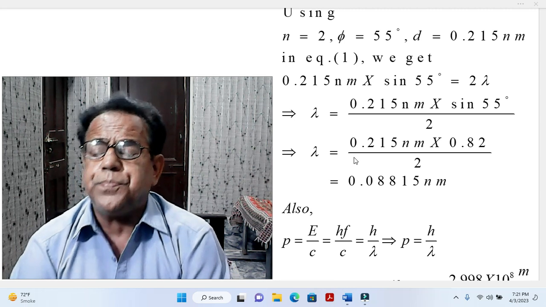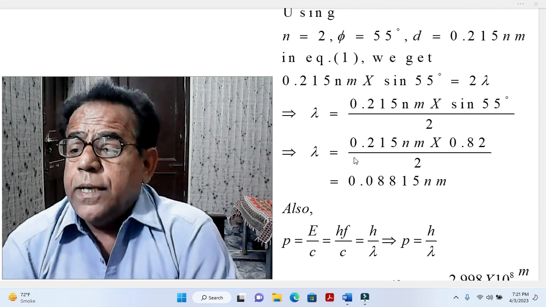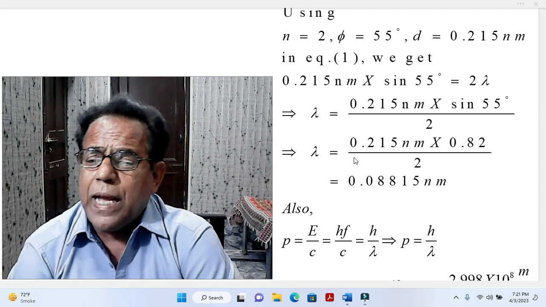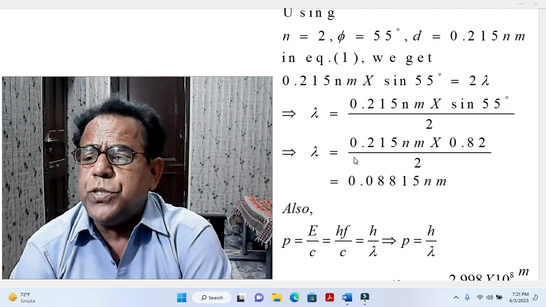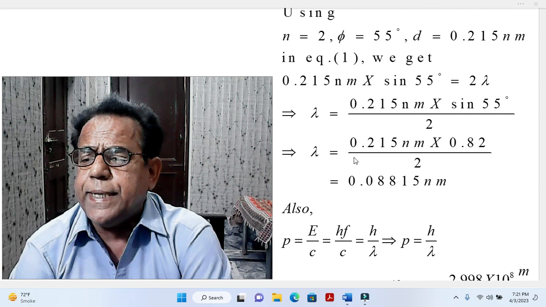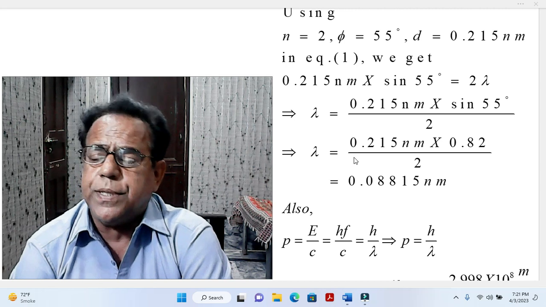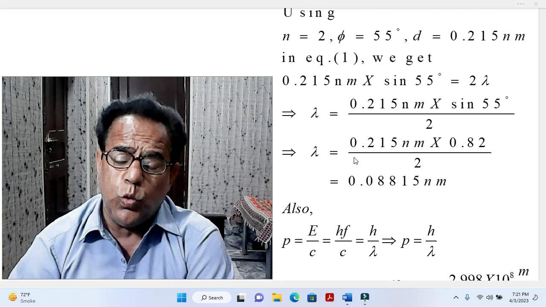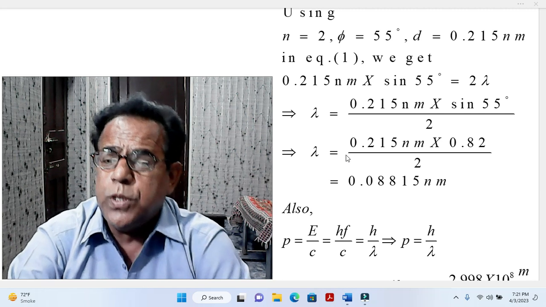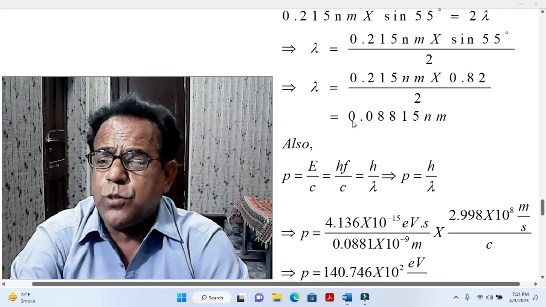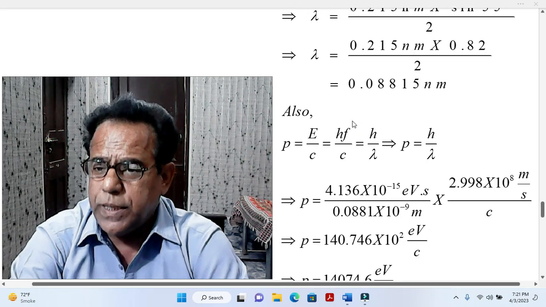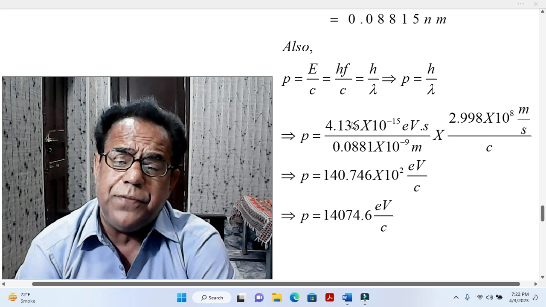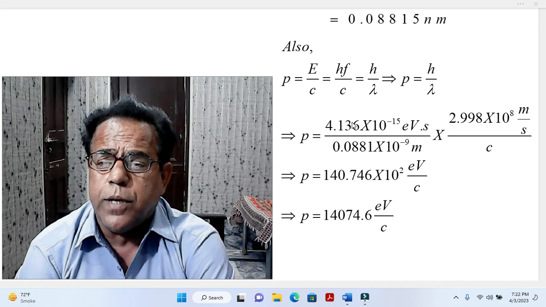So when we simplify this, we get the value of wavelength lambda equal to 0.08815 nanometer. So one part of our problem has been solved successfully. Now we come towards tool number 1, in which the definition of momentum of photon is given.